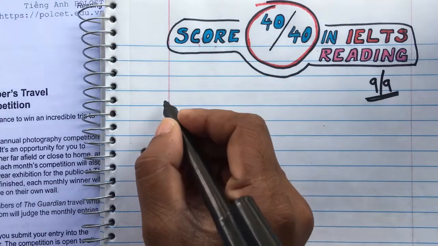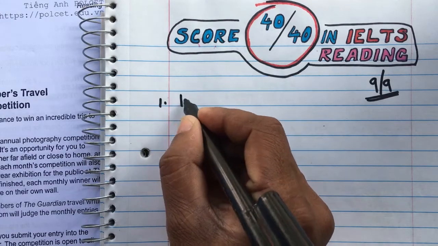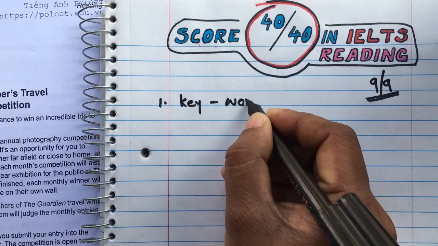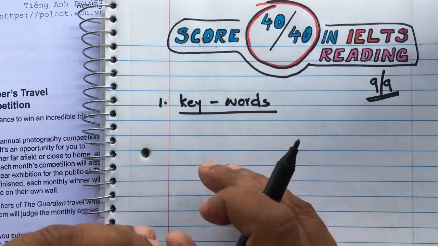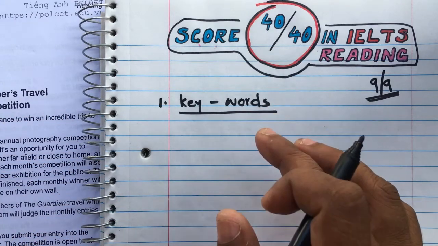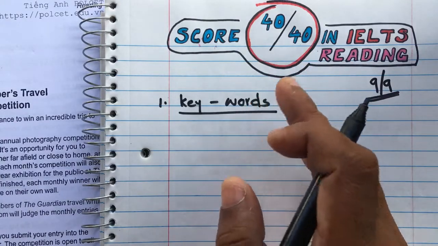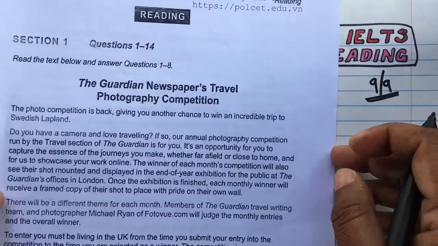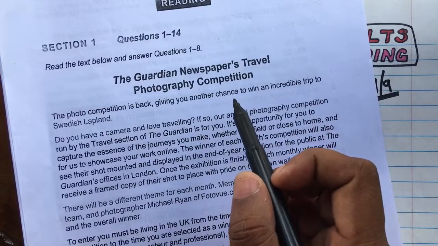So what is my first tip I have used here is that I have used keywords. Okay, keywords. What are keywords? First you will understand what are keywords and how you can use keywords in your IELTS reading to get a band 9 or 40 on 40. Okay, so let's move to the passage first.